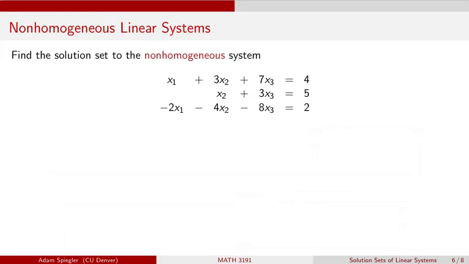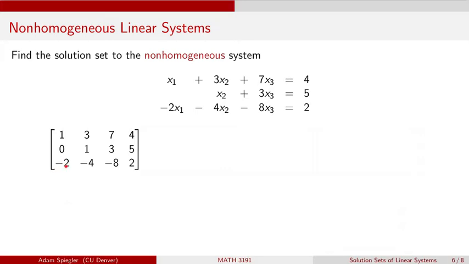The second equation is x2 plus 3x3 equals 5. And the third equation is minus 2x1 minus 4x2 minus 8x3 equals 2. We want to find the solution to this system of three linear equations. So we set up the augmented matrix like so. We perform elementary row operations such as replacement to put this in reduced row echelon form.